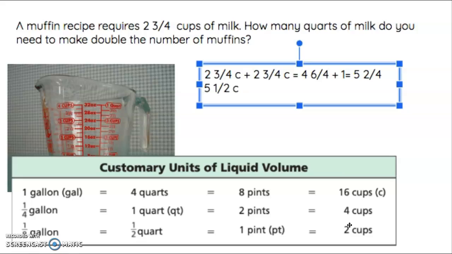Well, I know that I'm going from a small measurement to a big measurement. That means I'm going to move to the left. Moving to the left means that I divide. I need to make these units smaller because I'm going to do it to a bigger unit. A quart is a bigger unit of measurement than a cup. So I know that I need to divide.